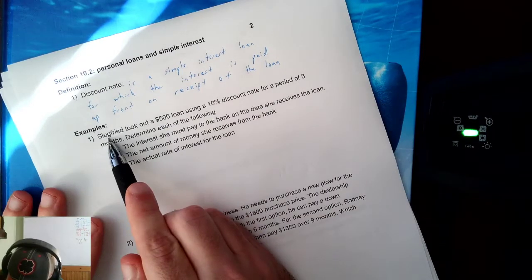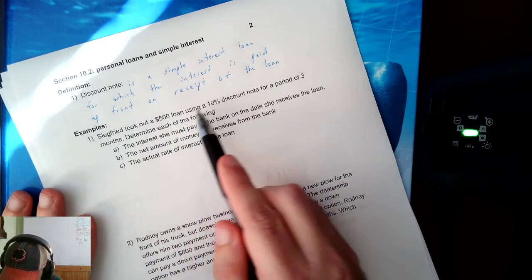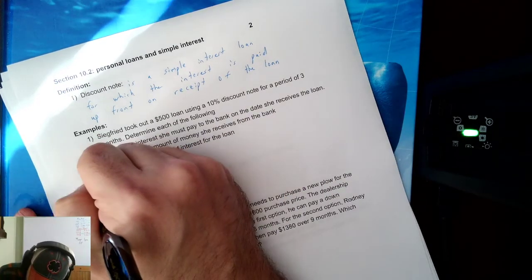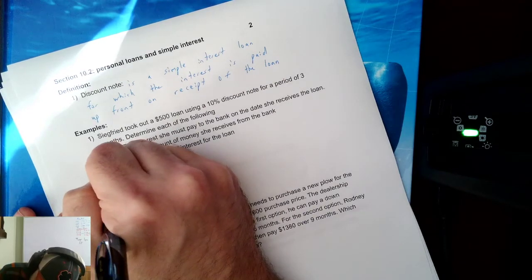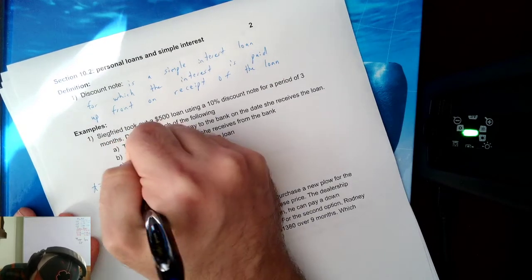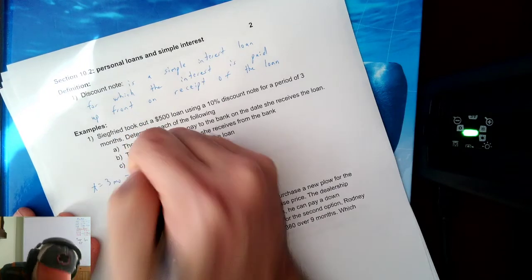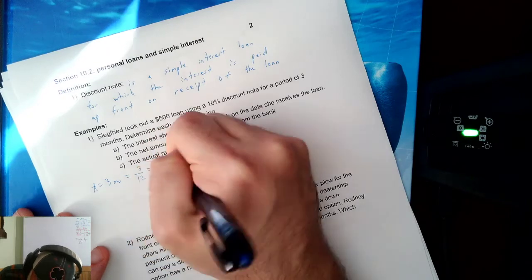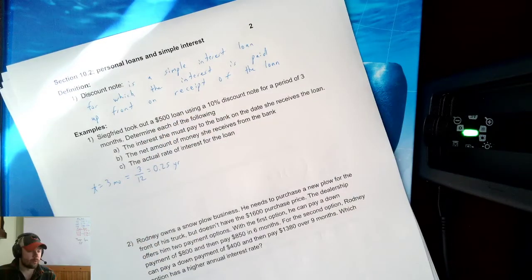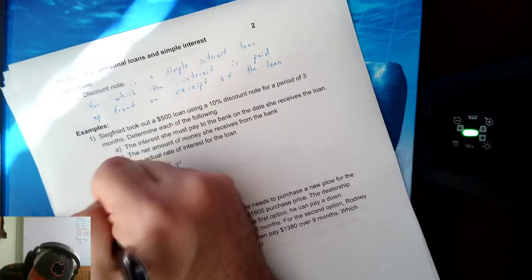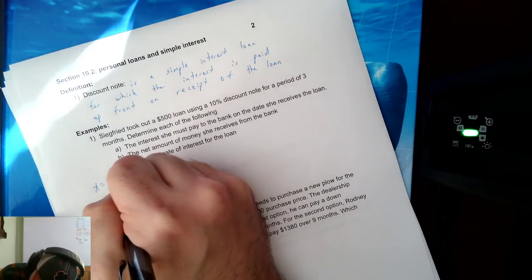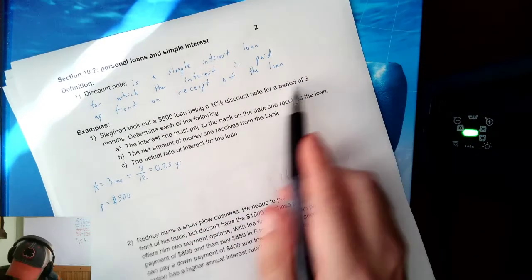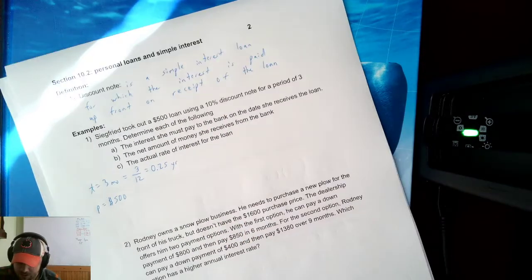So let's see. Siegfried took out a $500 loan using a 10% discount note for a period of 3 months. So the time was 3 months, which right away I know I'm going to have to put out of 12, right? 3 out of 12 will give me the number of years, which is 0.25 years. Well, I know the principal is $500, right? And let's see, I don't know the 10% part. Let's see how we're going to use that.